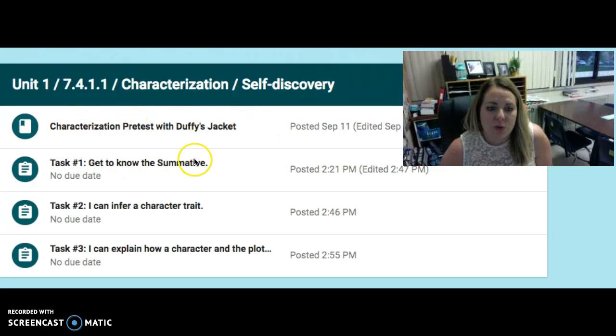And then you should already have done task 1, which is to get to know the summative. You are not starting the summative now, you're just learning about it now so that you know what you're going to need to do at the end of the unit. And then right now, if you're watching this, you should be on task number 2. I can infer a character trait.